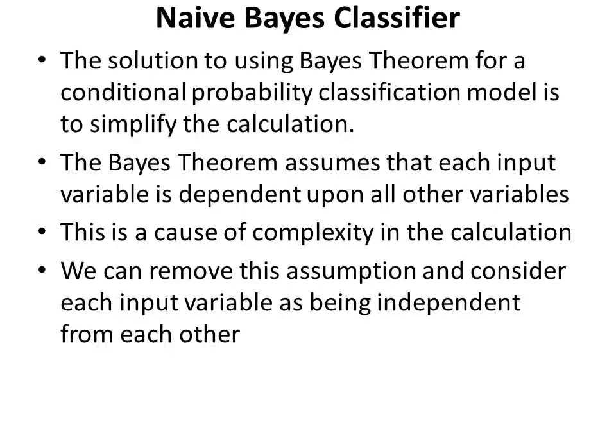We can remove this assumption for reducing the complexity. So remove this assumption and consider each input variable to be independent of each other. So in the naive Bayes classifier, normally Bayes' theorem assumes that one variable is dependent on another variable. But what we are doing in the naive Bayes classifier is just removing this assumption and making each variable independent of each other.